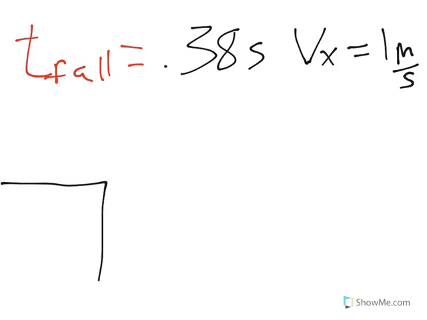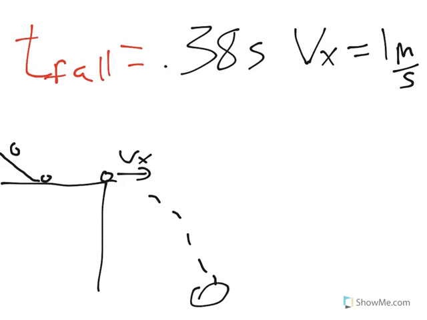Well, we have our table here. We had our ramp here. The ball is going to roll down the ramp, off the table. It's going to have an initial velocity in the x. We know the time it's going to take to fall. So we need to know where is the place I need to put the duct tape in order for it to fall into the duct tape.